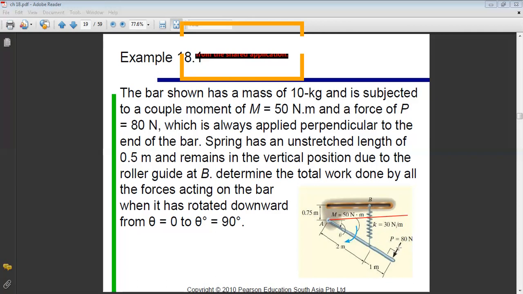So if I draw the tangent to my circle, this is the tangent to my circle. It's perpendicular to the bar. Okay? So P is along the motion at any point, because P is perpendicular to AB, which is the radius. Since it's always perpendicular to the radius of rotation, then it's along the motion. So how to find the work of P?